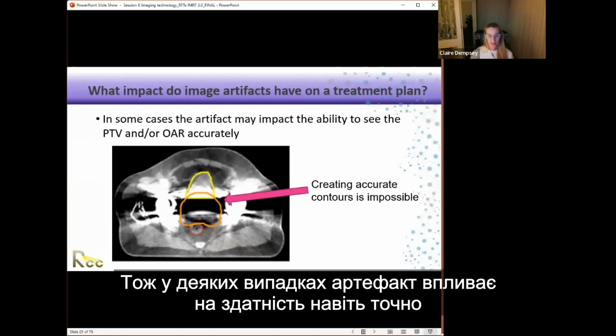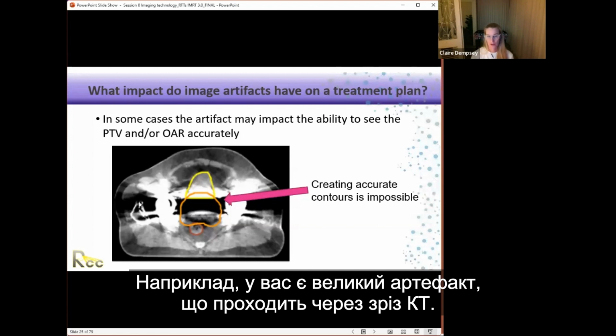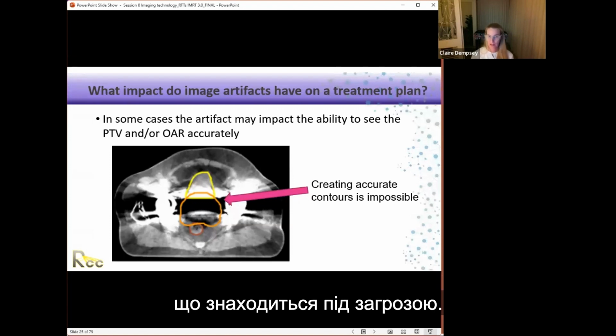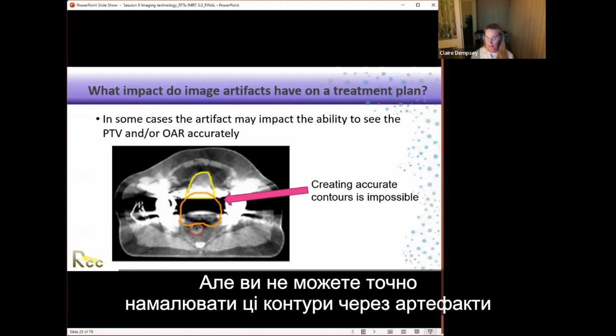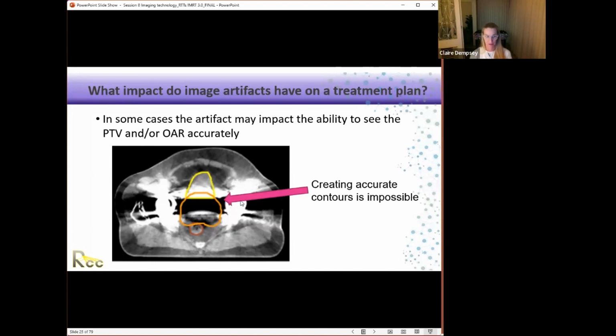In some cases, the artifact can impact the ability to even see the PTVs and the organs at risk accurately. For example, you've got this big artifact running through this CT slice. Somewhere in here is your PTV, and somewhere in here is an organ at risk, but there's no way you can accurately draw those contours because of the artifacts from those high density materials.